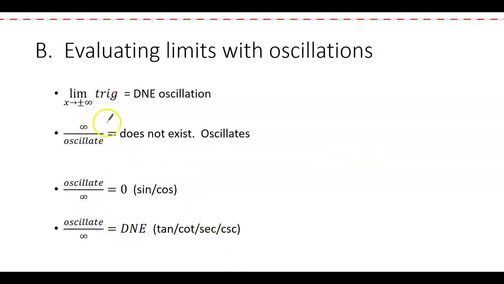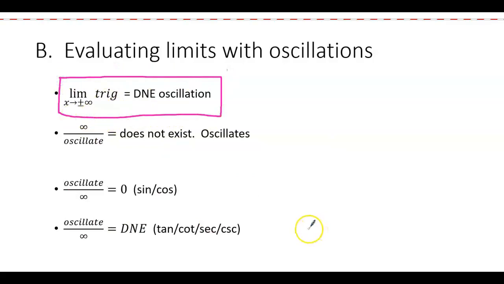So we have these four situations. The limits of trig functions at infinity never exist. If you have an oscillation in the denominator, we're just going to say that the answer doesn't exist and the problem oscillates. If you have an oscillation in the numerator with infinity in the bottom, and that oscillation is due to sine and cosine, we're going to say 0. If you have an oscillation in the numerator, and that's due to tangent, cotangent, cosecant, or secant, then we're just going to say does not exist.